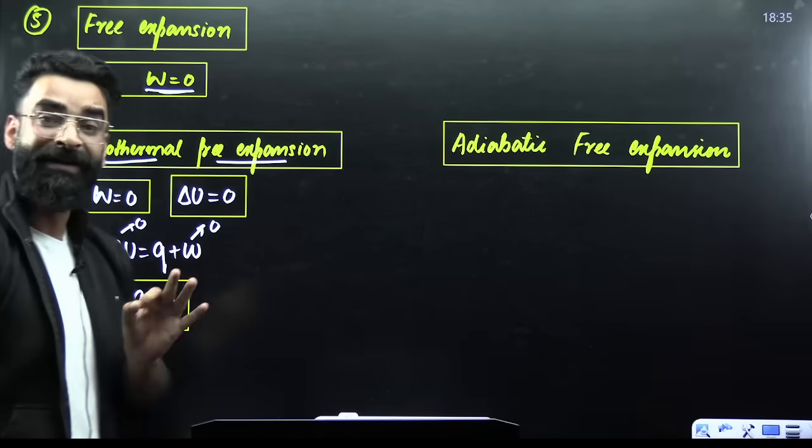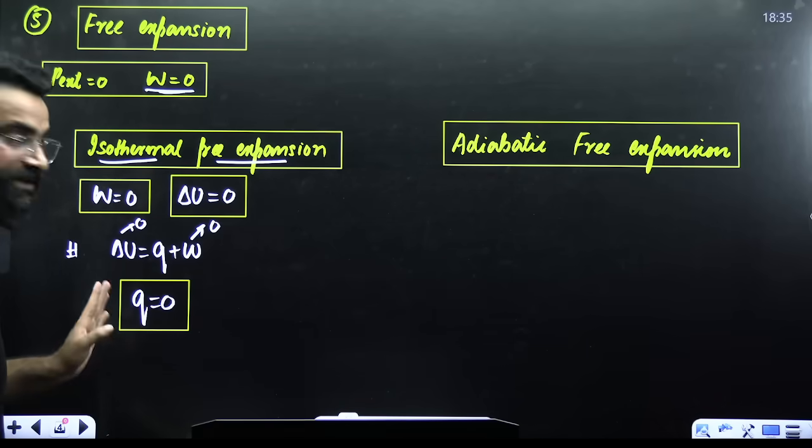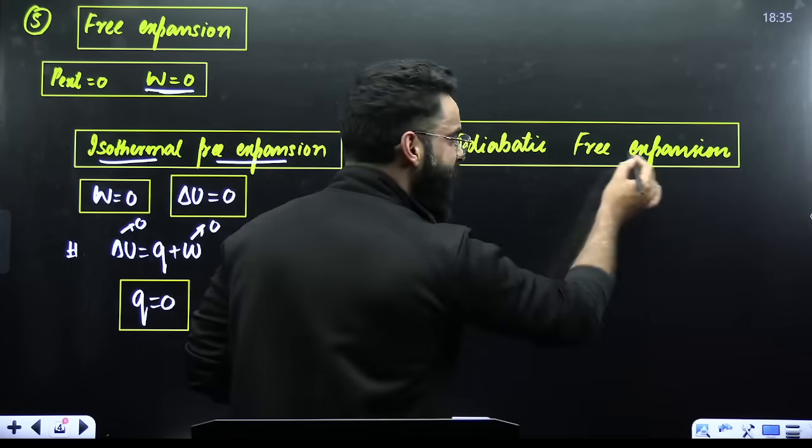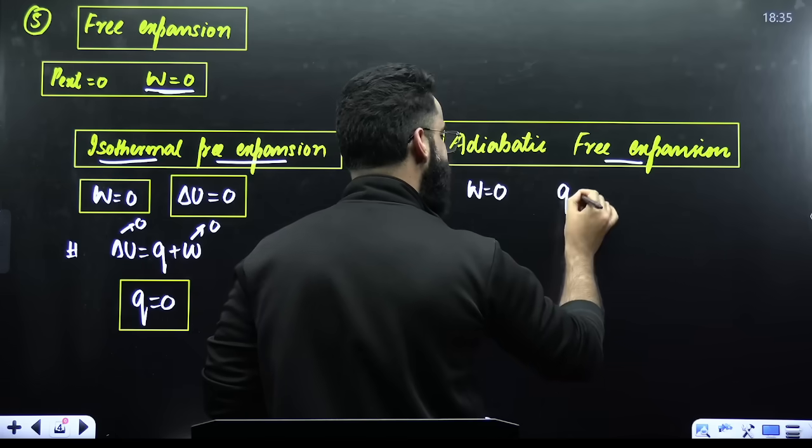So they'll ask you, when the ideal gas undergoes isothermal free expansion, what all parameters can be 0? These are the parameters which can be 0 here. Similarly, adiabatic free expansion of an ideal gas. The term is free expansion, that means W value is 0. Adiabatic, Q value is 0.